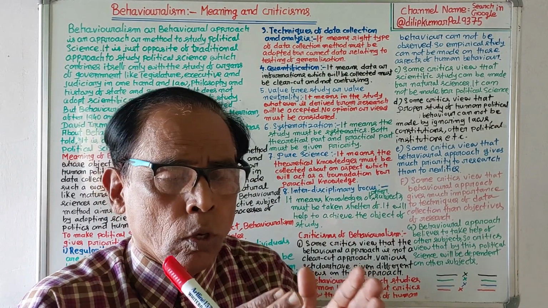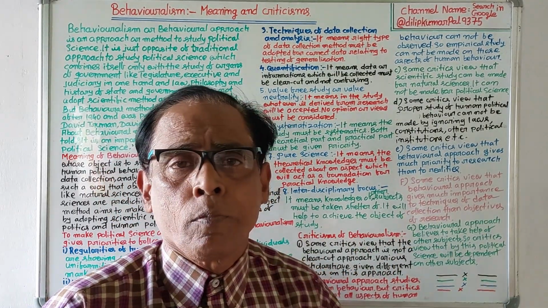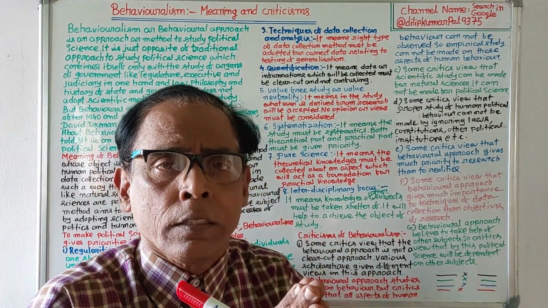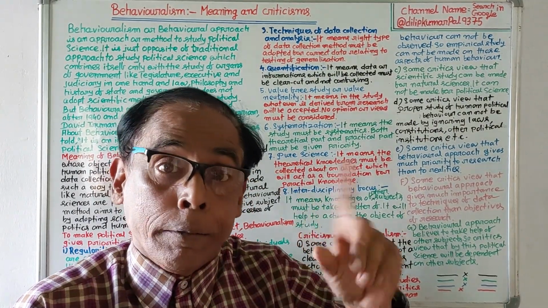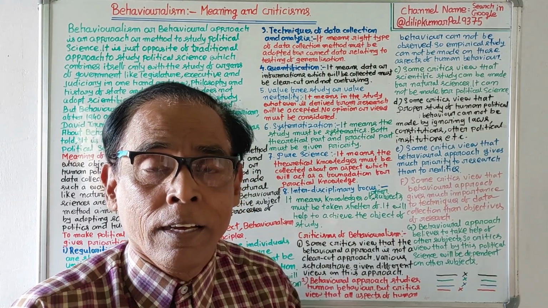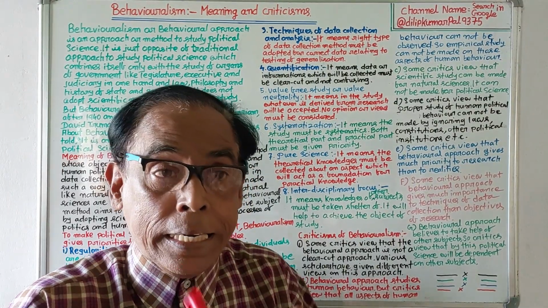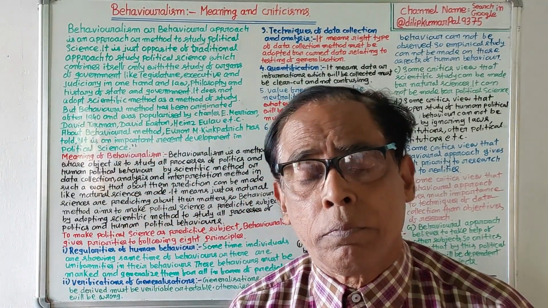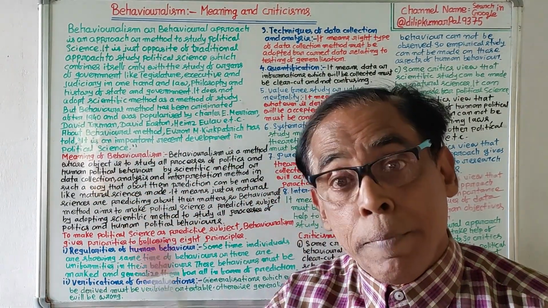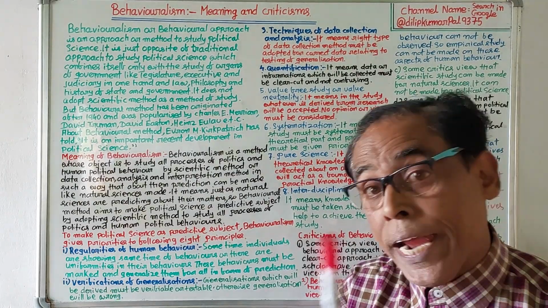So, we are clear what is behavioralism. Behavioralism speaks that political science should be made a predictive subject like natural science. It can be made a predictive subject by taking shelter of eight important principles.